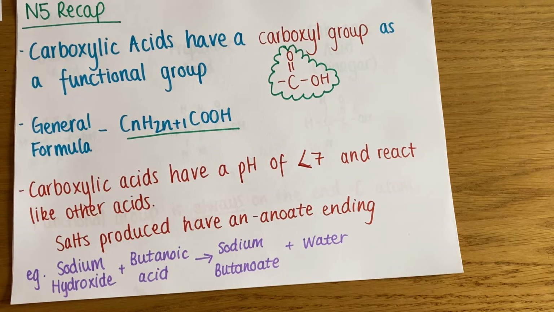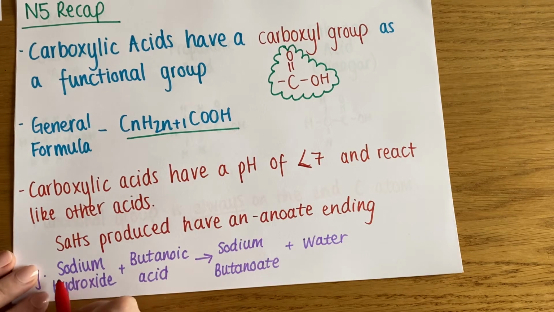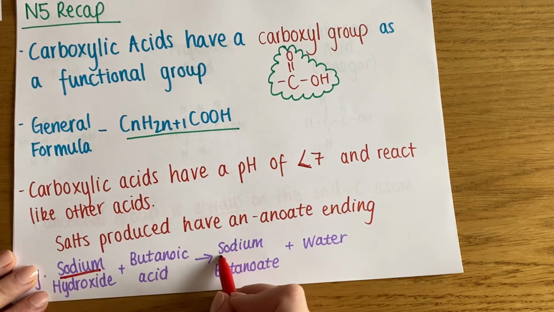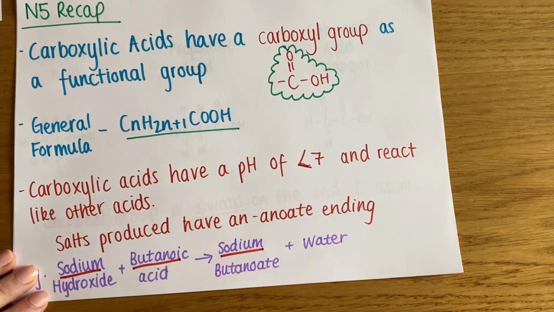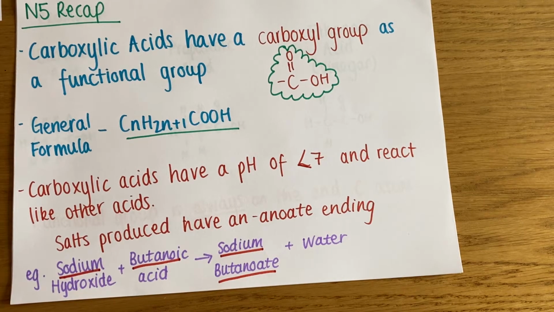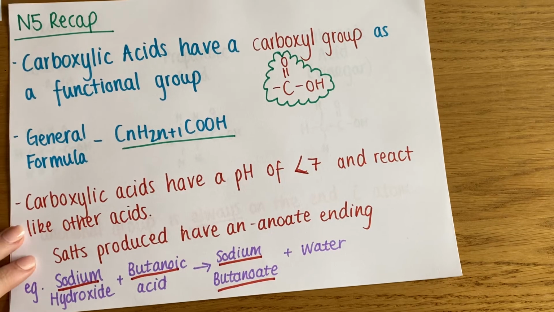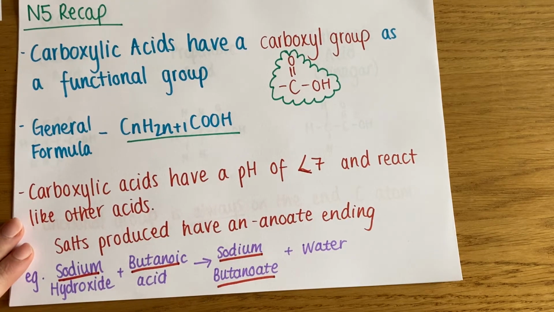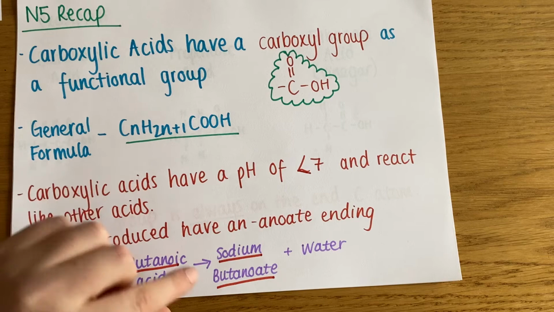So for example, you have salts produced, okay, and when you react a carboxylic acid, the salt produced has an anoate ending. So for example, sodium hydroxide and butanoic acid produces, so you've got your sodium in the salt and you've got this part from your acid. So you've got sodium butanoate plus water. Remember, when you react an acid and an alkali together, you get salt and water. Here's your salt.